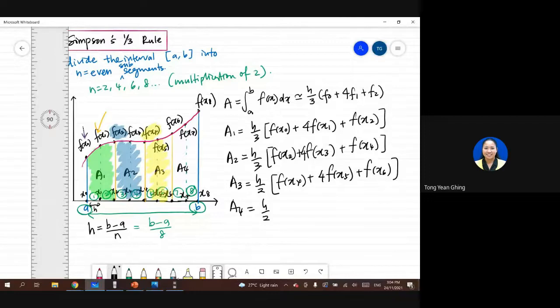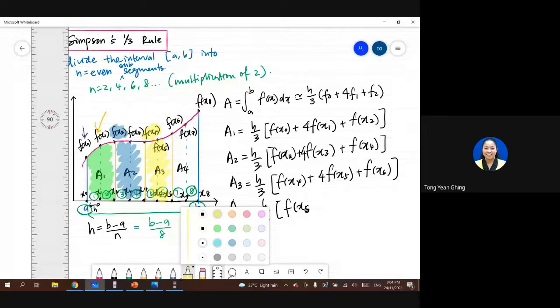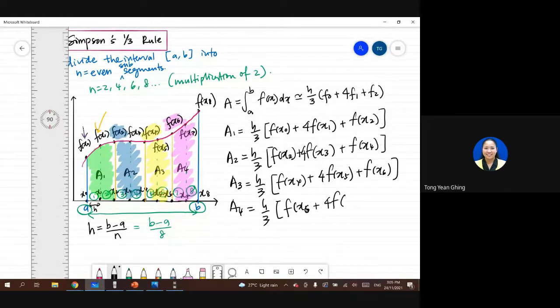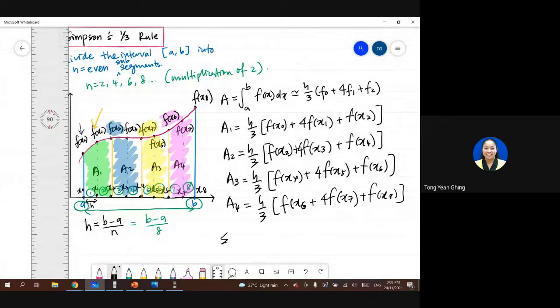H over 3, fx5, 6. Sini, start from 6. Yang 7 tu tengah. Okay, 6 plus with 4 f7 plus with fx8. Okay, so the summation of A will be equal to A1 plus A2 plus A3 plus A4.